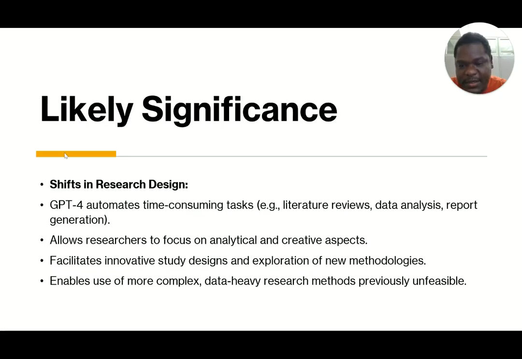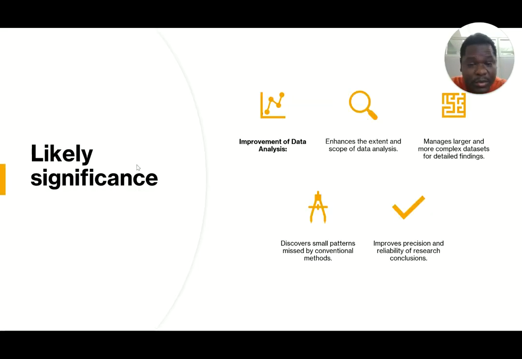So the likely significance is there is going to be a shift in the research design, because once you automate the lit review, data analysis, report generation, it saves a lot of time for the researchers, and then it allows them to focus more on the creative aspect of the research. And then it also improves data analysis, and enhances the extended scope of data analysis, manages larger and more complex data sets for detailed findings, discovers small patterns missed by conventional methods.